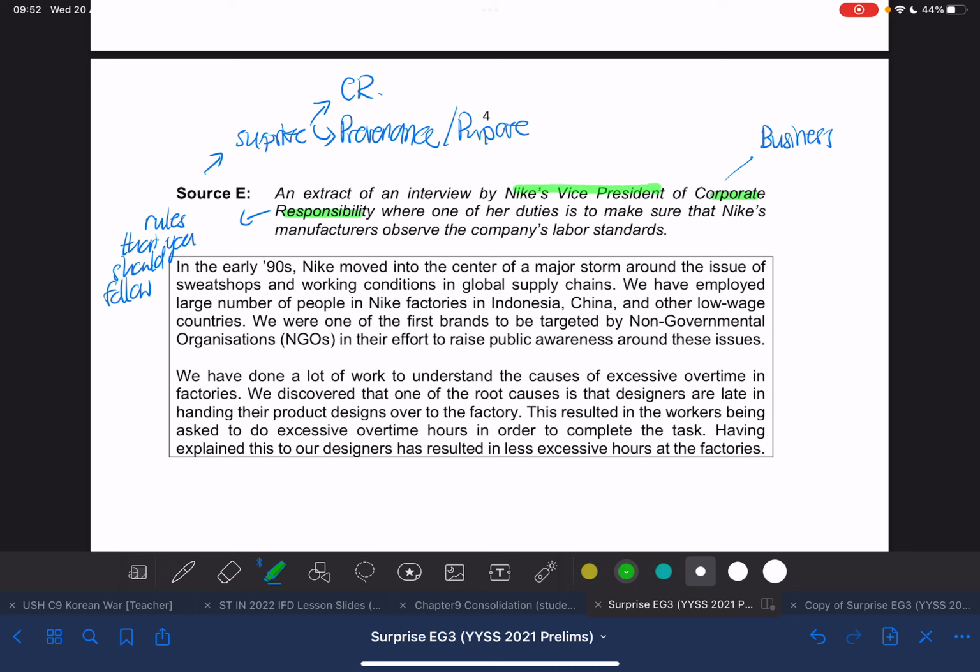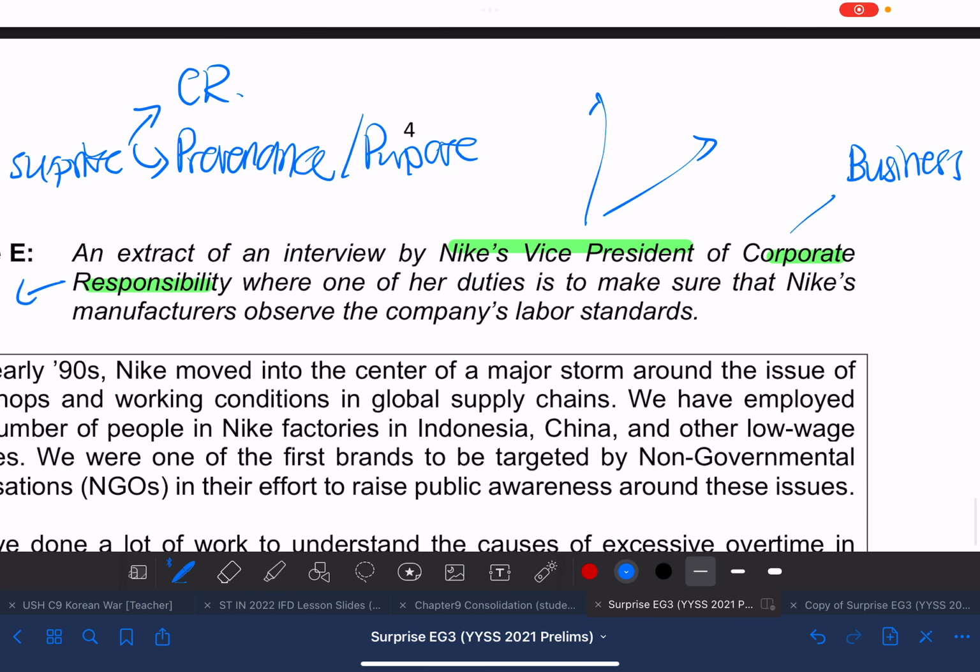In your mind, you should already be slightly suspicious of this. Okay, there are two ways of looking at this position. On the one hand, if this person is the vice president, then she might be knowledgeable about the actual practices.